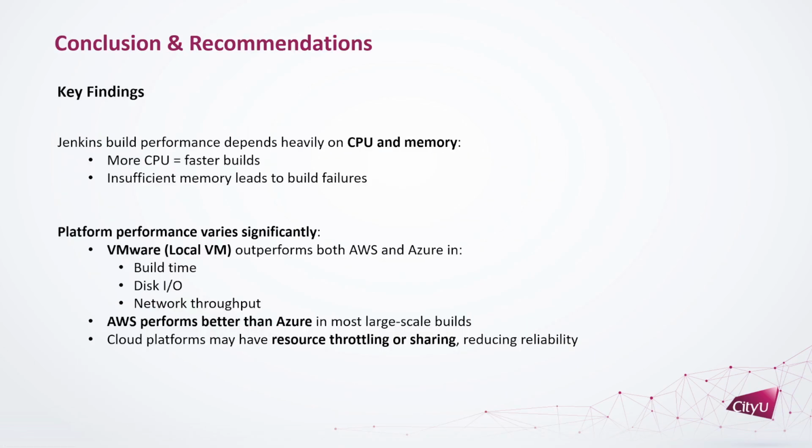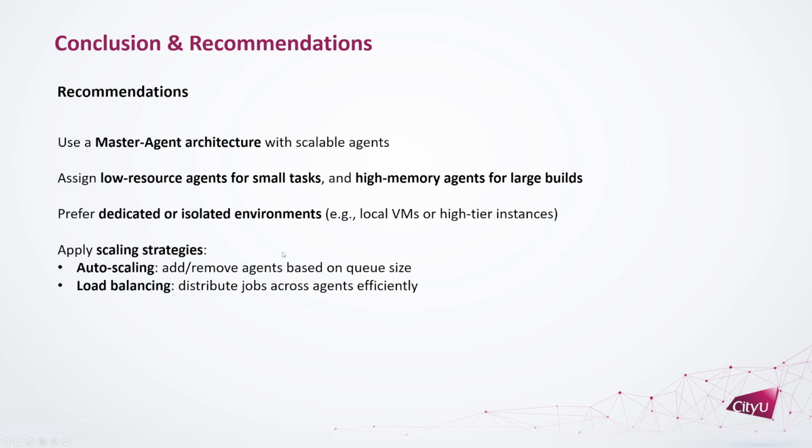About the conclusion and recommendations, we find that Jenkins build performance depends heavily on CPU and memory, and platform performance varies significantly. Here are the recommendations: use a master agent architecture with scalable agents, and assign low resource agents for small tasks and high memory agents for large builds. And here are other recommendations.